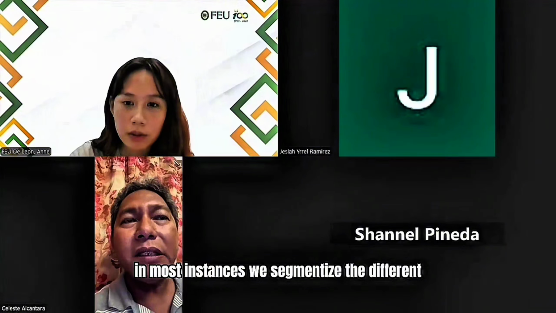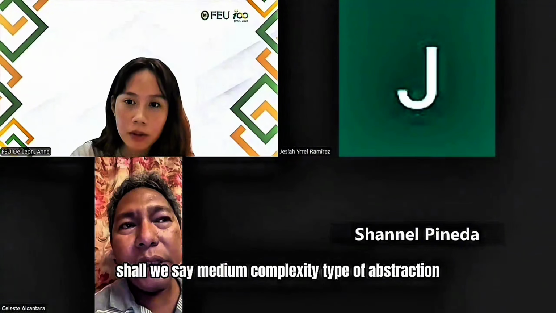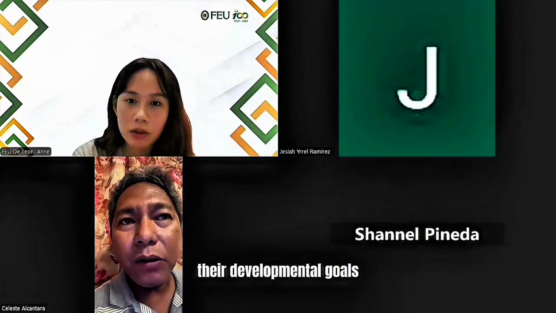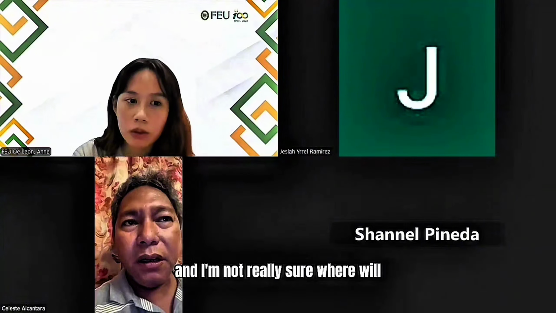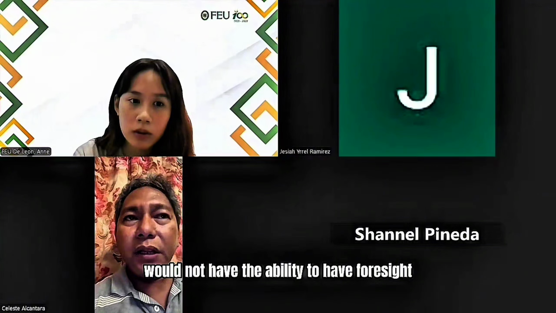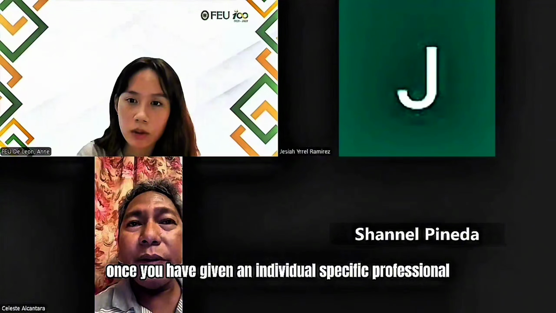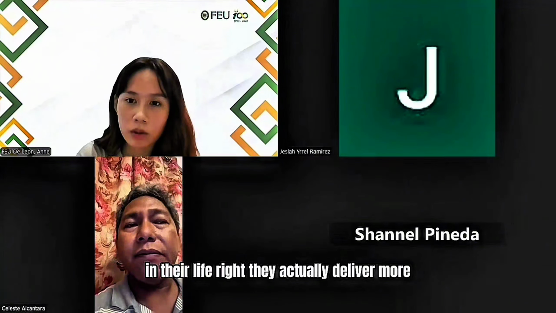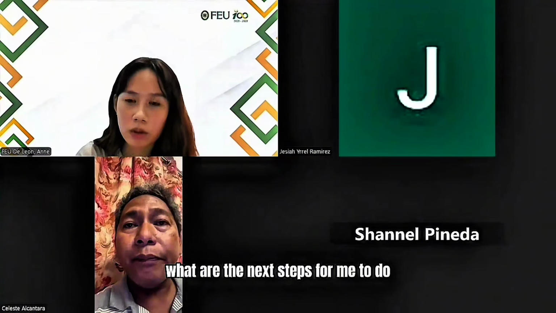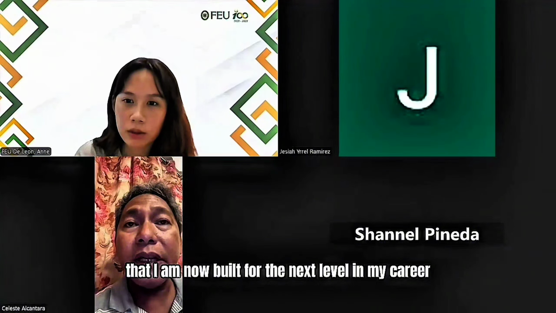In most instances, we segmentize the different requirements that we need. And by segmentation, we mean that from a simple type of abstraction, they move to a, shall we say, medium complexity type of abstraction, and then eventually to the most complex type of medical abstraction. They should also be able to understand their developmental goals. Because without them knowing where their current job description will lead them, right, they would not have the ability to have foresight on their professional career. So my understanding is that once you have given an individual specific professional and career goals in their life, right, they actually deliver more than what they are expected to deliver, because they know what the next steps are compared to the current process that they're doing, so that they can show leadership that they are now built for the next level in their career.